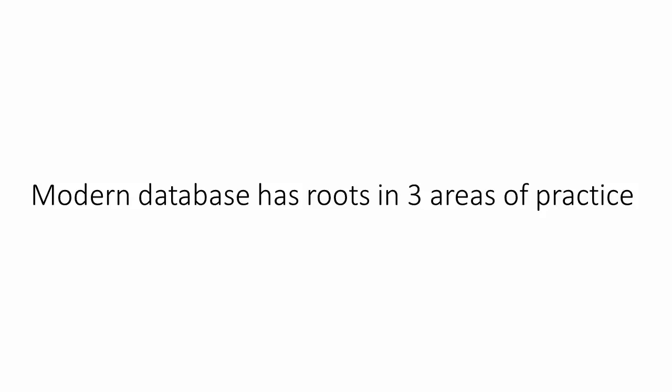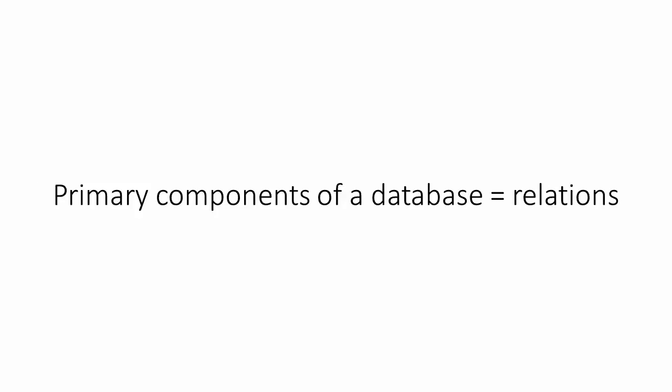This has come about because modern database practice has its roots in 3 different disciplines, each with its own names for the fundamental components of a database. In the previous segment, I referred to the primary components of the relational model as relations. That's a term that comes from one of the 3 sources of terminology about databases. The theoreticians who developed relational database theory used that term.